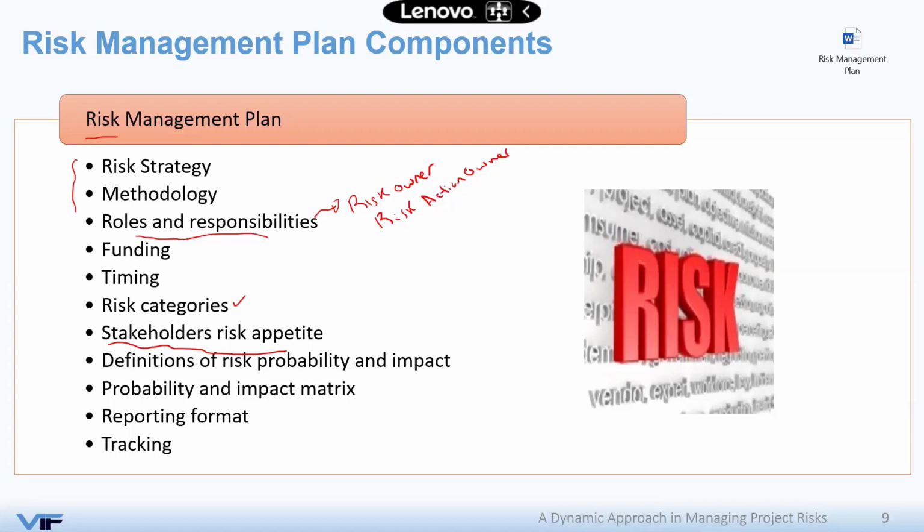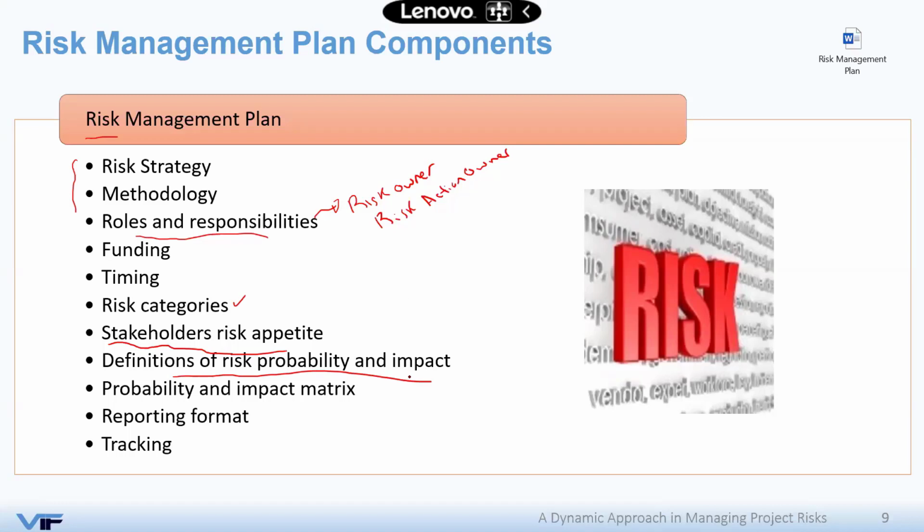On the other hand, if the CEO or the project sponsor has more of a risk averse attitude, which means that they don't like risk, they try to avoid it at all costs, you will see that this will also be reflected in your response strategies, and you will adopt more of avoidance and mitigation strategies. We also need to be very clear about the definitions of risk and the probability.